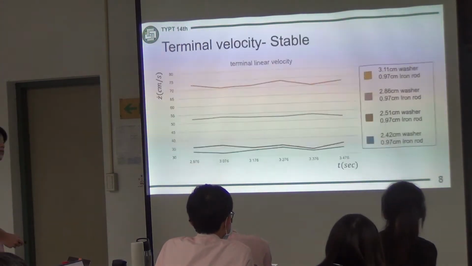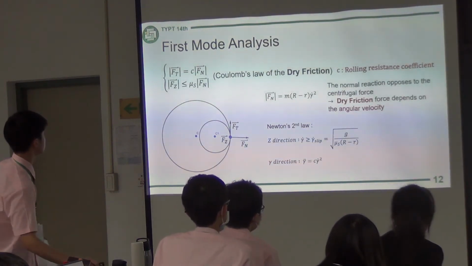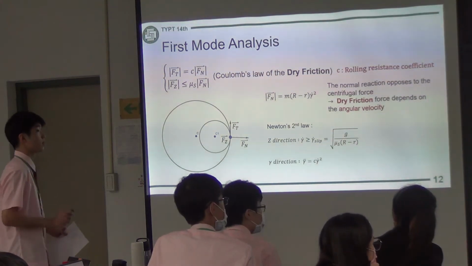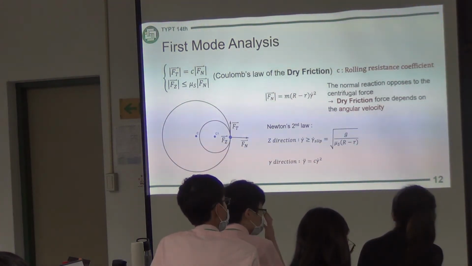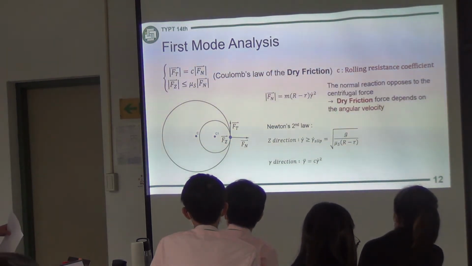So you mean how many contact points do you think there are? Just one. Just one? Yeah. Okay. Can you explain again the rebounding part? Can you explain it again?